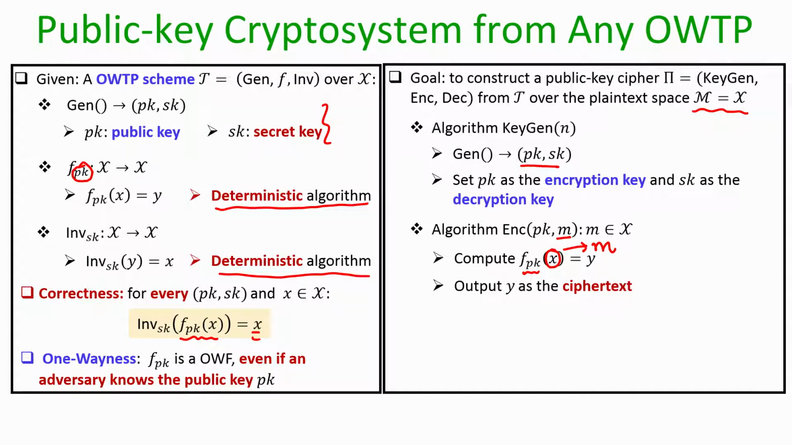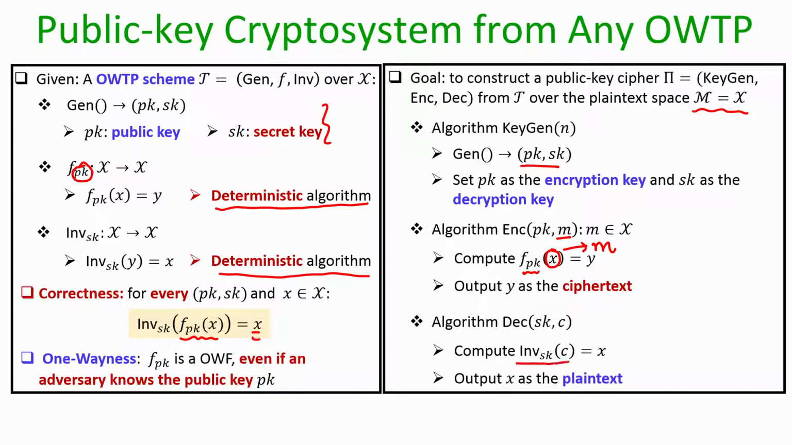So, if we want to encrypt a plain text little m, then we evaluate the value of the function little f using pk as the public key on the input little m, and the resultant output, which I denote as little y, is considered as the ciphertext. On the other hand, if we want to decrypt a ciphertext using a secret key sk, then we have to call the inverse function of the trapdoor permutation scheme on the input c using the secret key sk to recover back the plain text little x.